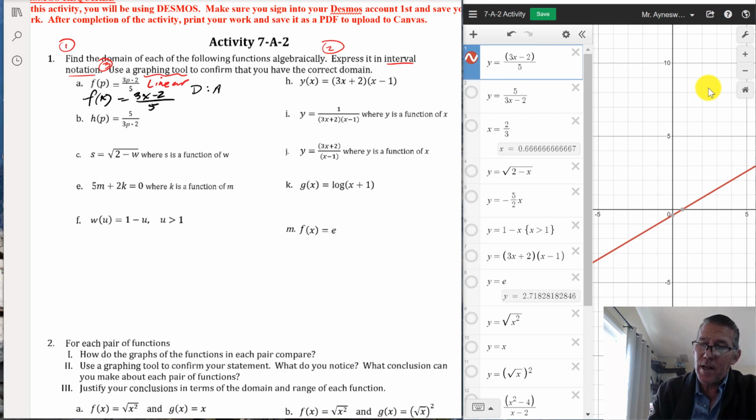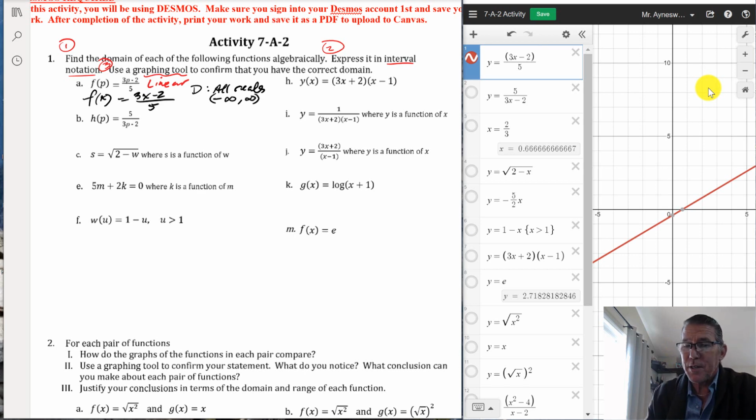So the domain, I'm going to write down words: all reals. In symbols, it's from negative infinity to infinity. That's interval notation. That's why you say all reals. That's how you say it. X can be any real number, from negative infinity to positive infinity.